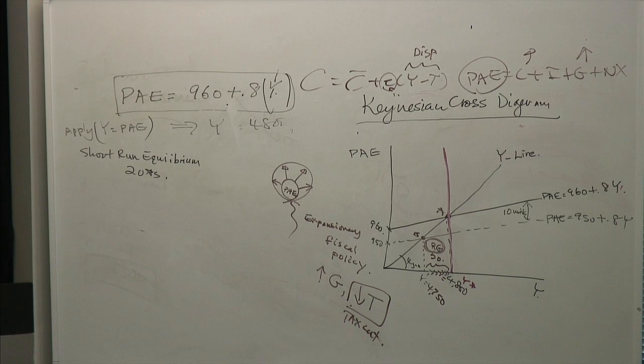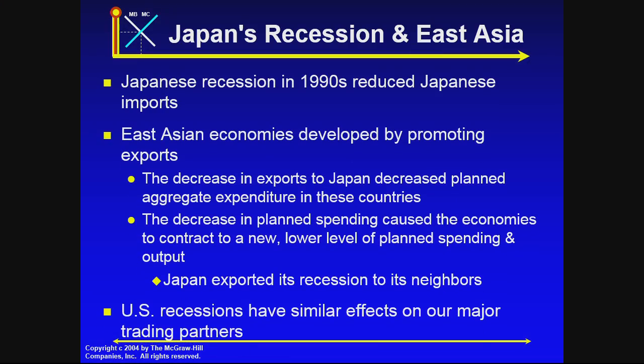Okay, all this about the Japanese recession, I'm gonna skip because you read this. All this is saying is that Japan had a recession in 1990, so they could not buy from East Asia. A lot of these partners are little countries that sell stuff to Japan, so when Japan quit importing from them, their economies shrank also, and their exports suffered.